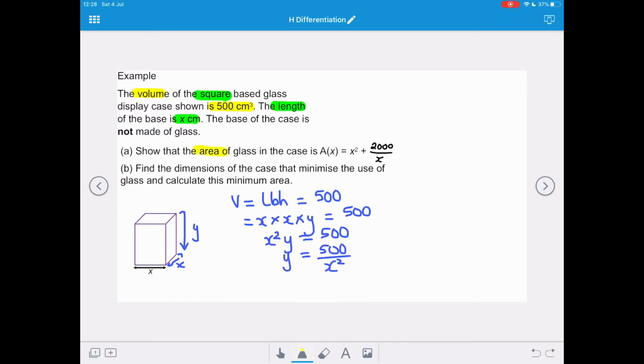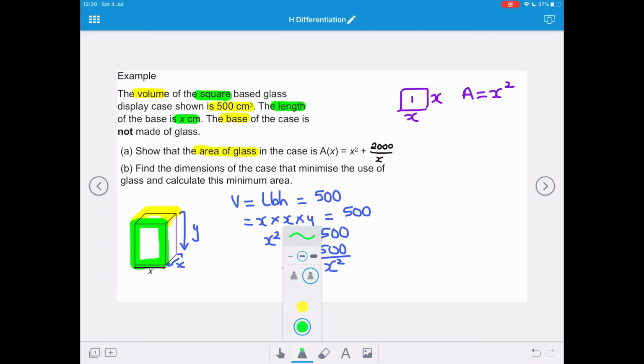Now the question's asking us to show the area of glass, and we know that the base is not made of glass, so we've got the top of the case, and the dimensions of the top of the case are x by x, so the area of the top surface, and we've got one of these, is going to be x squared. And then we've got four equal-sized rectangles that go round the four sides of this glass display case. So we've got four rectangles that are x by y in dimension.